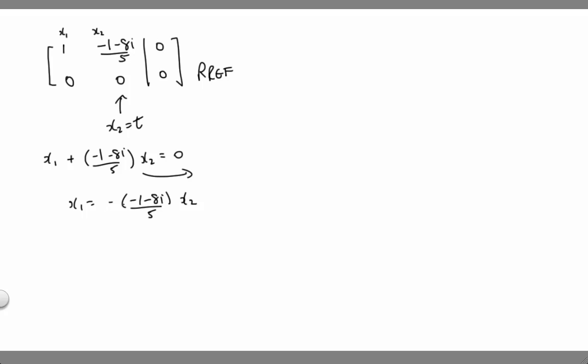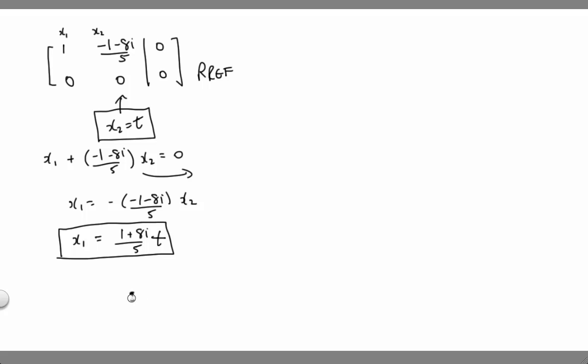And then all those negatives are going to become positive as we multiply through. So we'd say x1 equals 1 plus 8i over 5 times x2, and just say x2 is t. That way we're writing everything in terms of our parameter. And then we've got our values for x1 and x2, so we can write up our vector form.